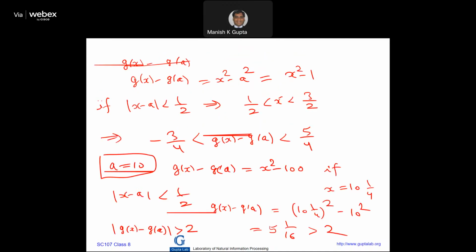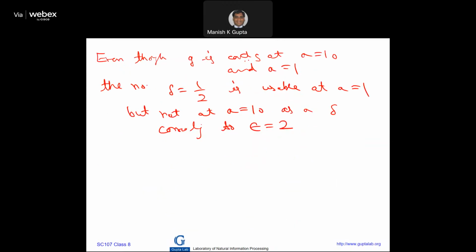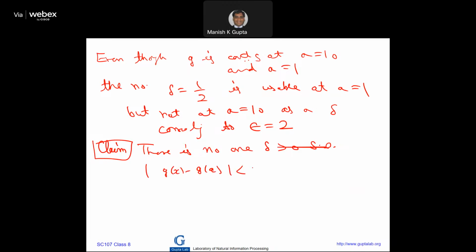Here, again I have taken delta equal to this. This is our delta. Here there is a problem if we take the same delta. Essentially, in fact, I can show you an even better result. Our claim is there is no single positive delta such that the statement mod of g of x minus g of a is less than 2 whenever mod of x minus a is less than delta is true.